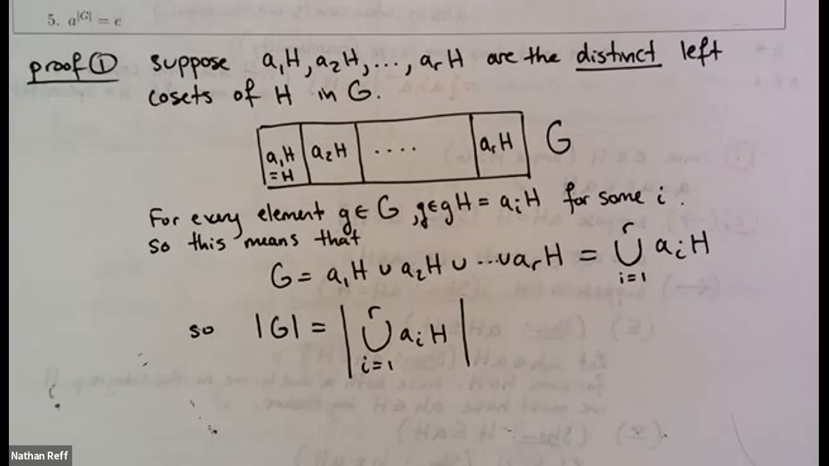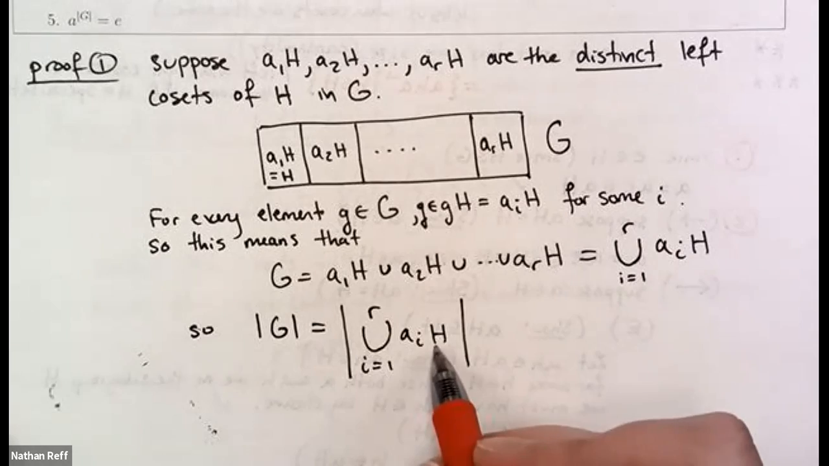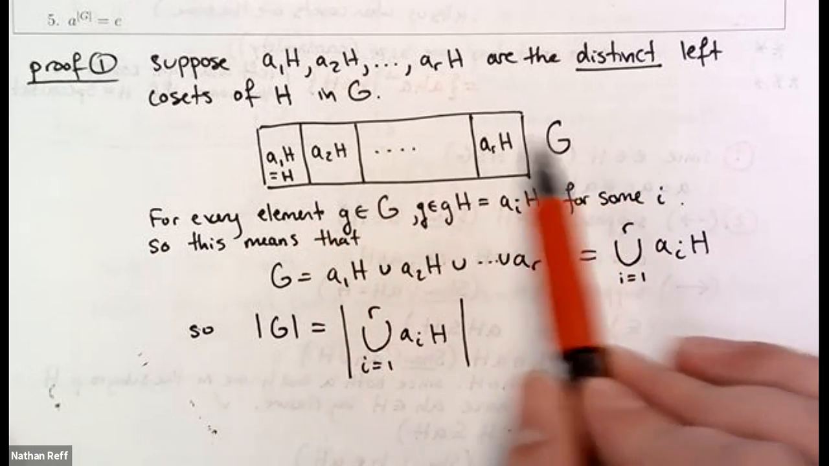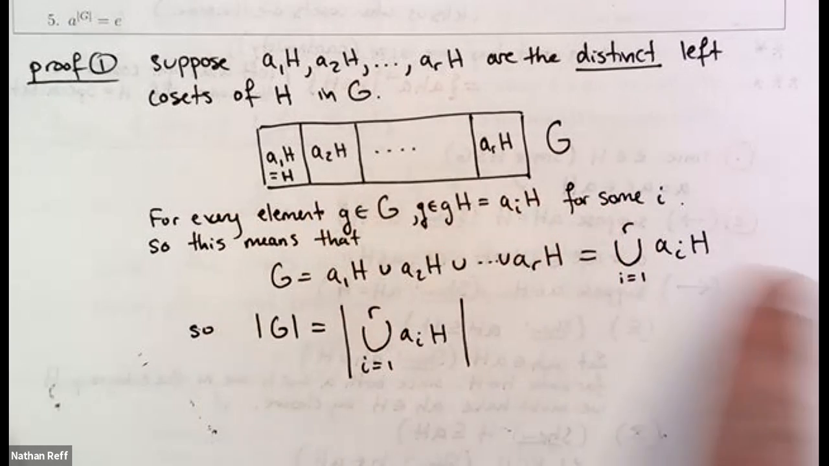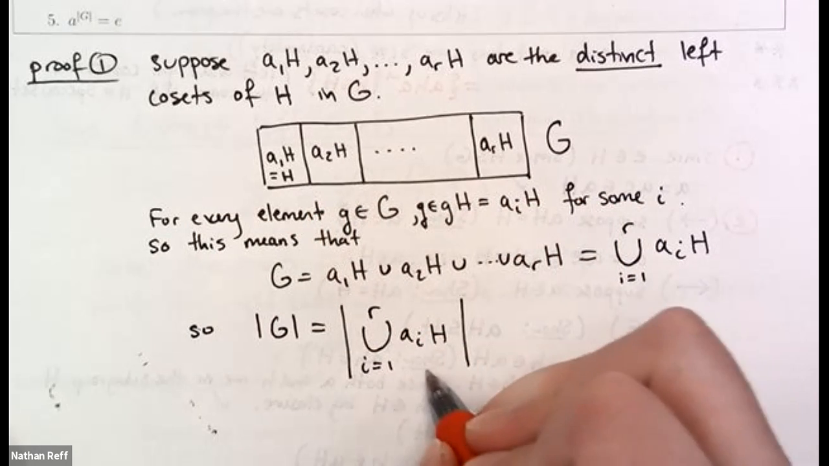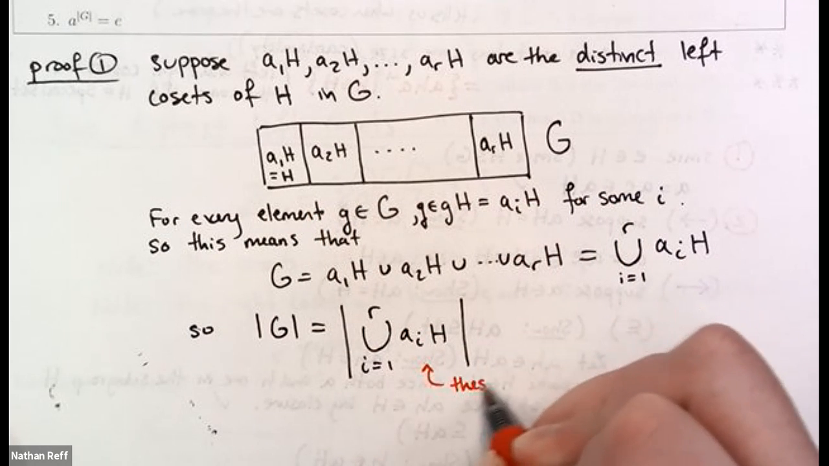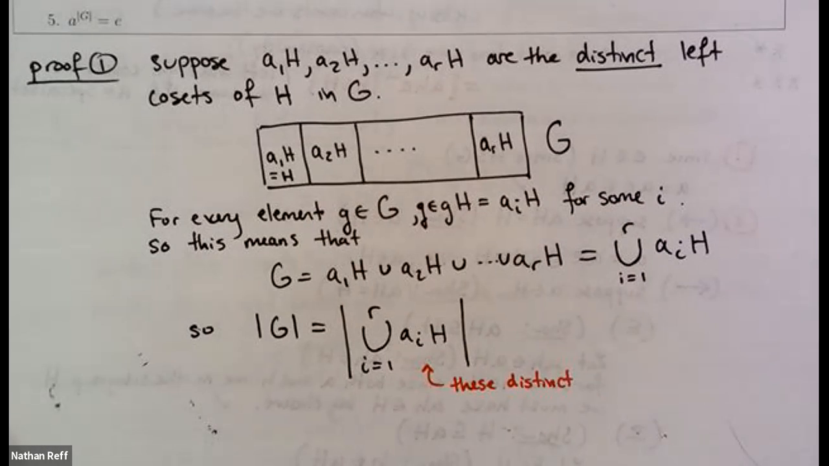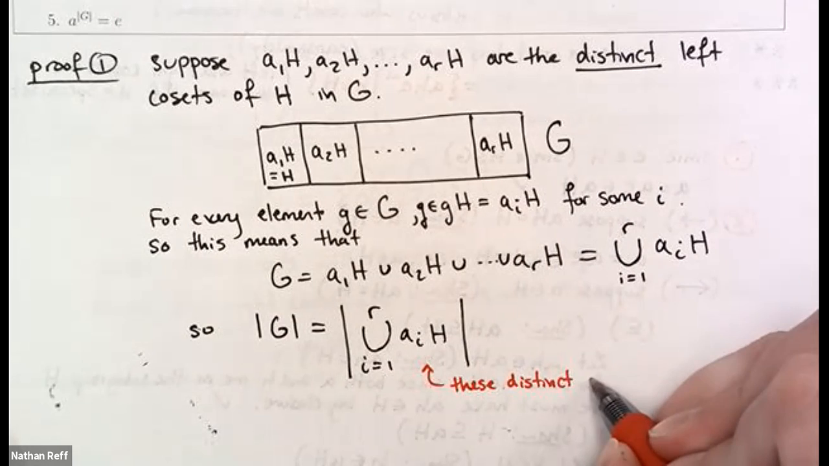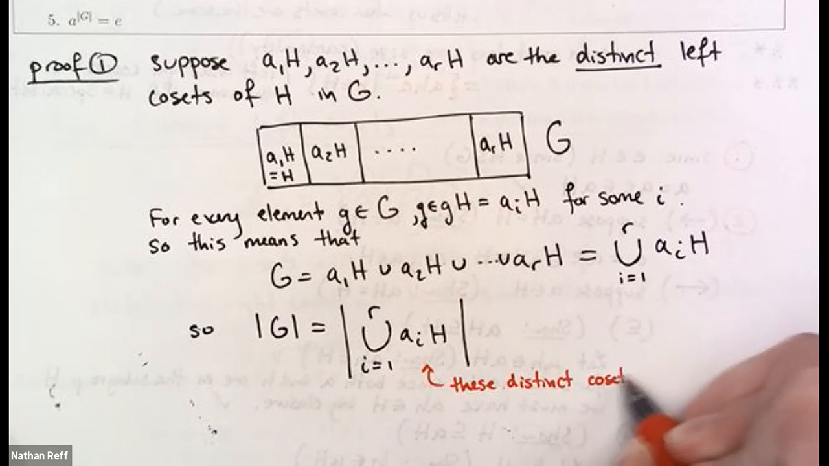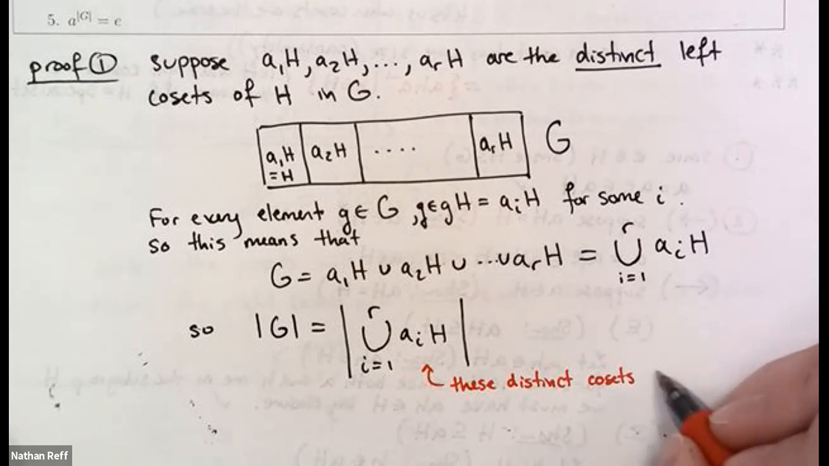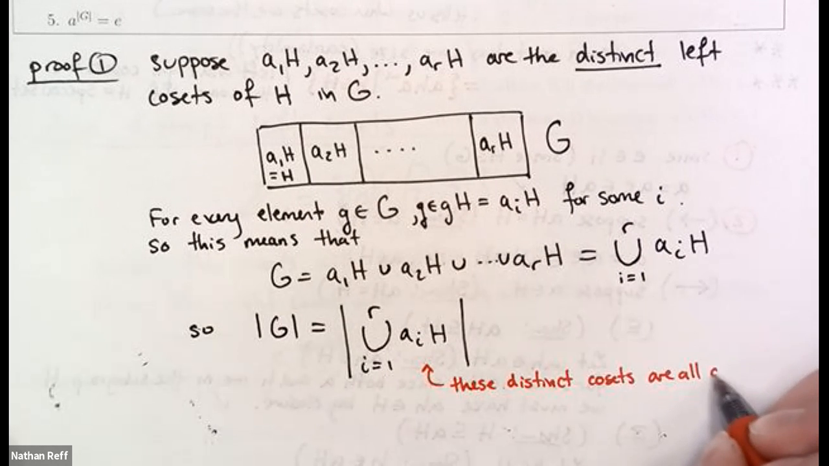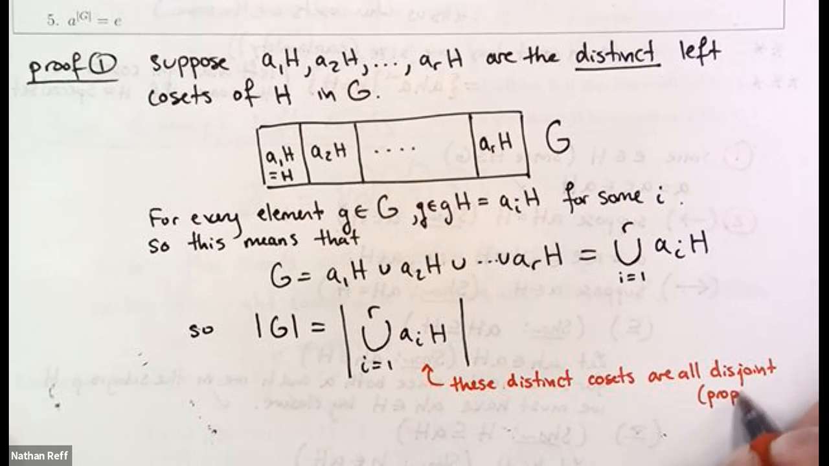Everyone agree with that? Now, here's the really cool part. All of these cosets actually do not overlap anywhere, right? They share no common elements. So these distinct cosets are all disjoint, right? That was property 5 on the previous page.